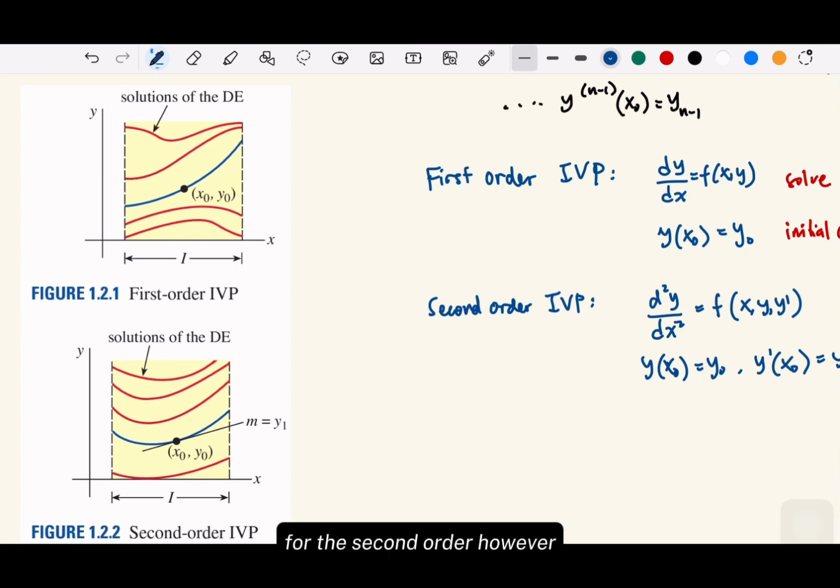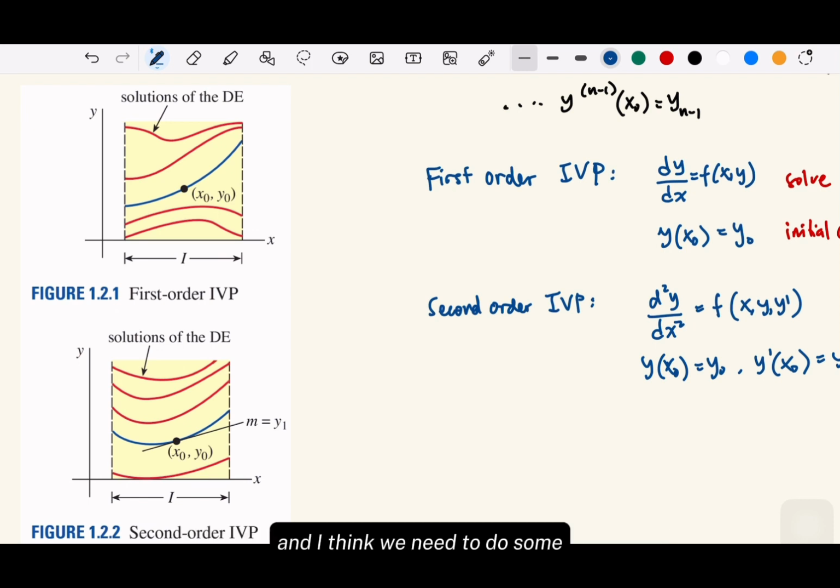For the second order, however, aside from just one point here, remember what y prime describes? It's the slope. That's why we have the slope here. We need to make sure that this slope is equal to y1 in geometric terms. And if you increase the order, you will have another geometric term, and if you keep increasing, it will be very complicated to describe in a picture.